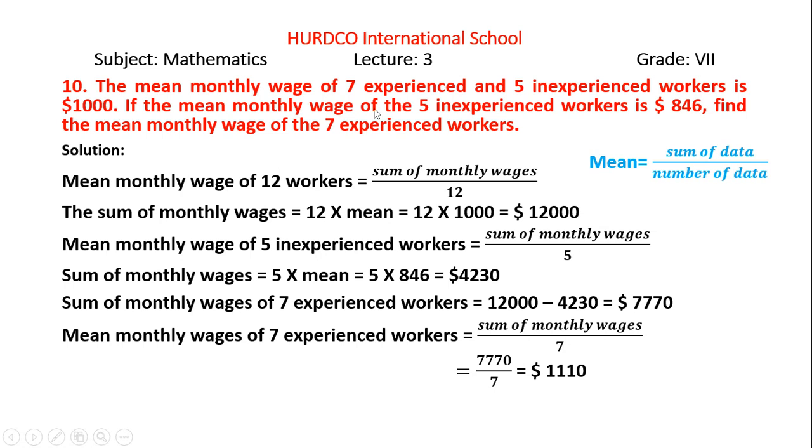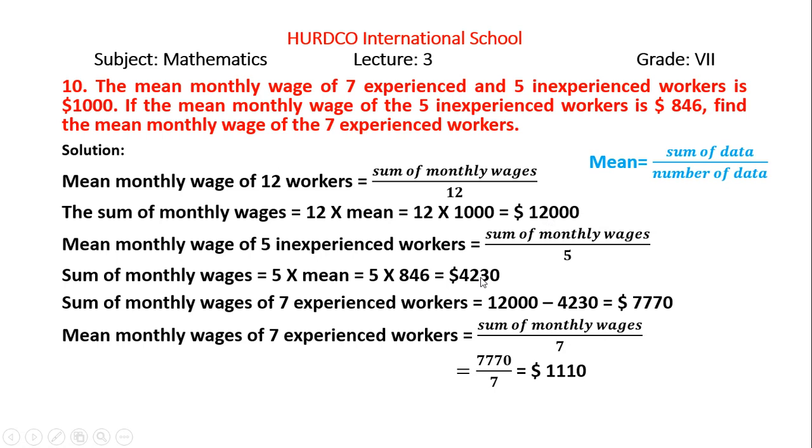The sum of monthly wages divided by 5, as per this formula. So do the cross multiplication as before. 5 into mean, 5 into 846 is 4230. Now what you get? The sum of 12 workers and the sum of 5 inexperienced workers. If you subtract this, then the remaining part is 7 experienced workers. The sum of 7 experienced workers will be 12,000 minus 4230, 7,770.